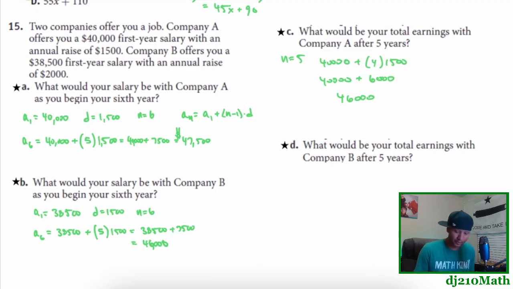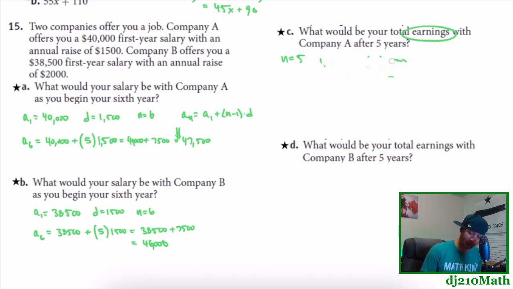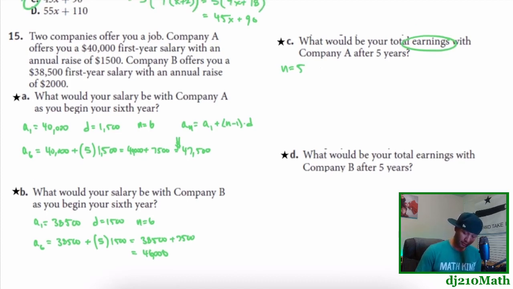Oh, wait. Total earnings. Okay, so this is a series question, right? Because now we're adding things up. So if n is equal to 5, again, a sub 1 was 40,000. So this is going to be after 5 years.